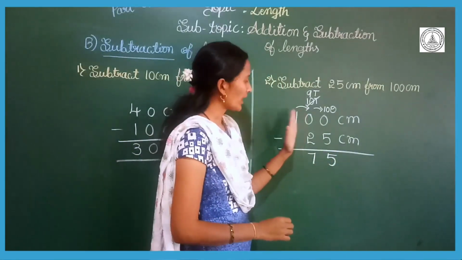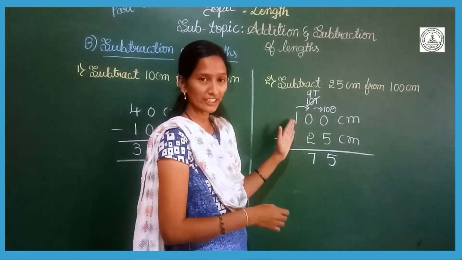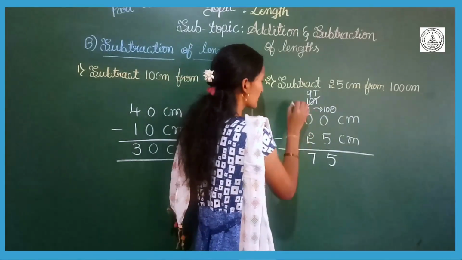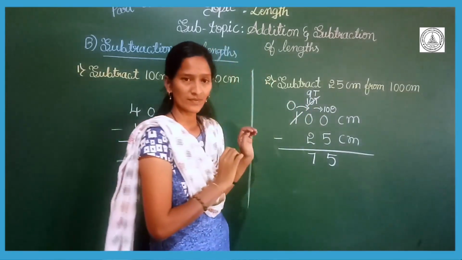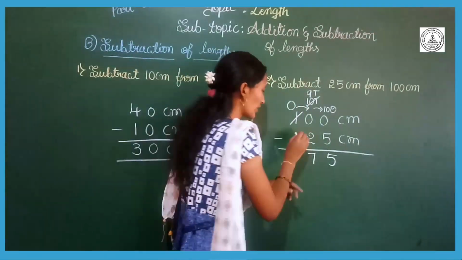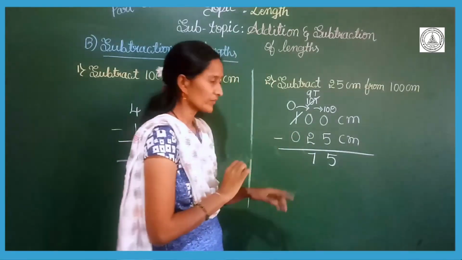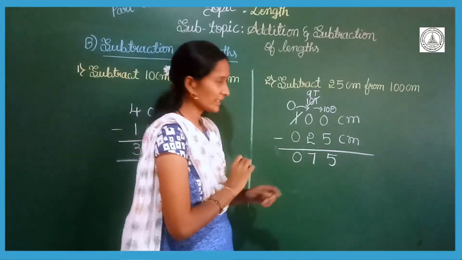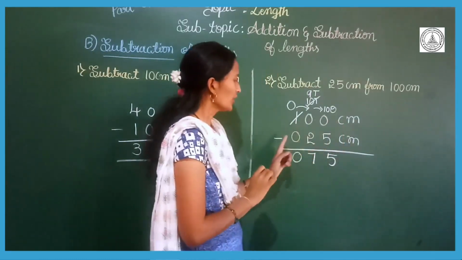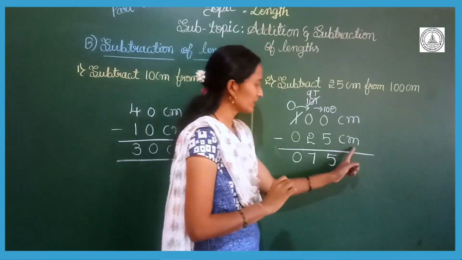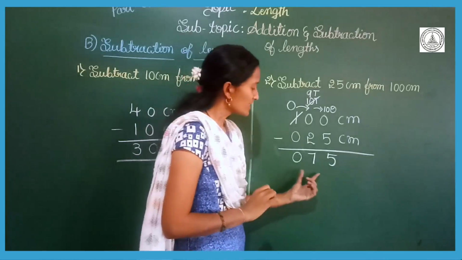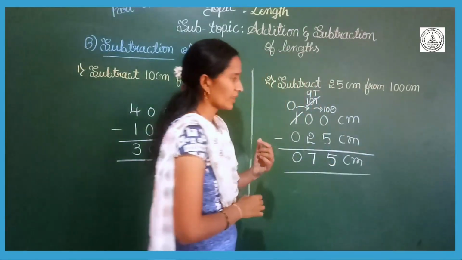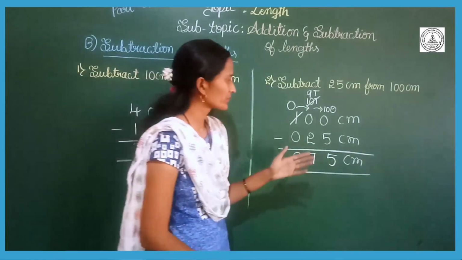Right. So come to the hundreds column. Only 100 is there, right? After giving borrow, this 100 becomes 0 hundreds. Right? So here there is no number, so I am writing 0 here. 0 minus 0 is again a 0. Right? So 100 centimeter minus 25 centimeter gives the difference as 75 centimeter.